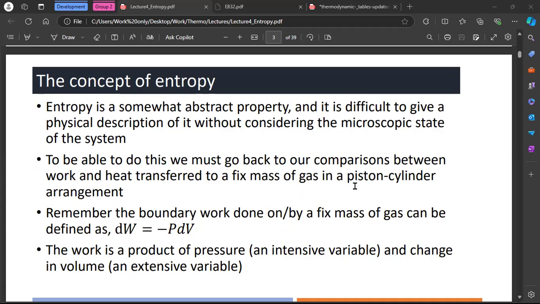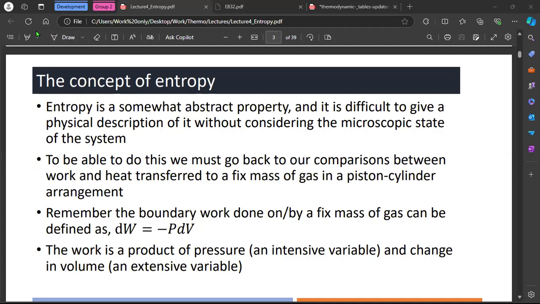And to be able to do this, we want to make a comparison with what we did when we were looking at work being done in a system. I'll explain that very soon. So I come to make some comparisons between work and heat, right? To a fixed mass of gas in a piston cylinder arrangement.